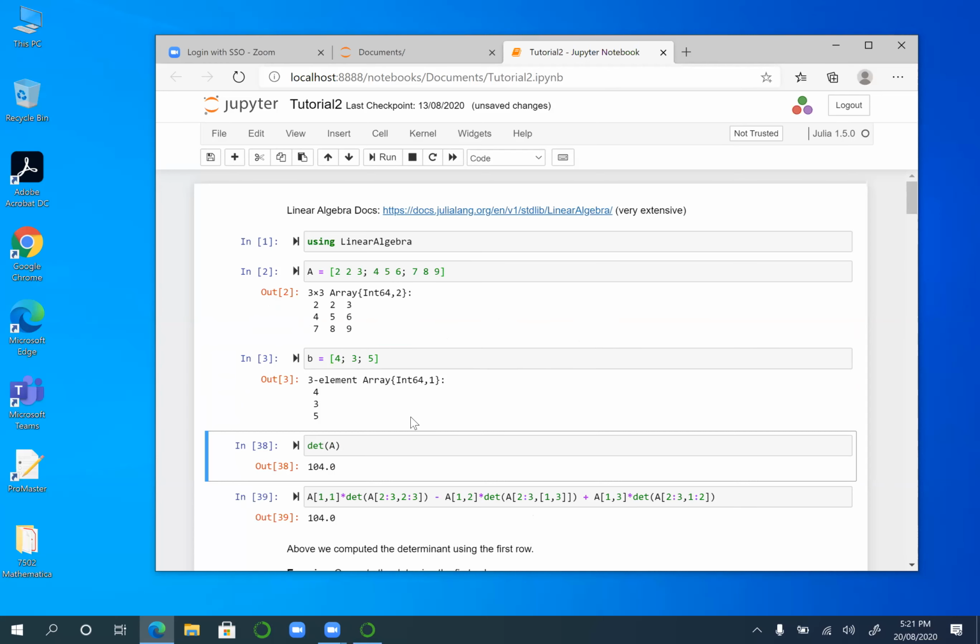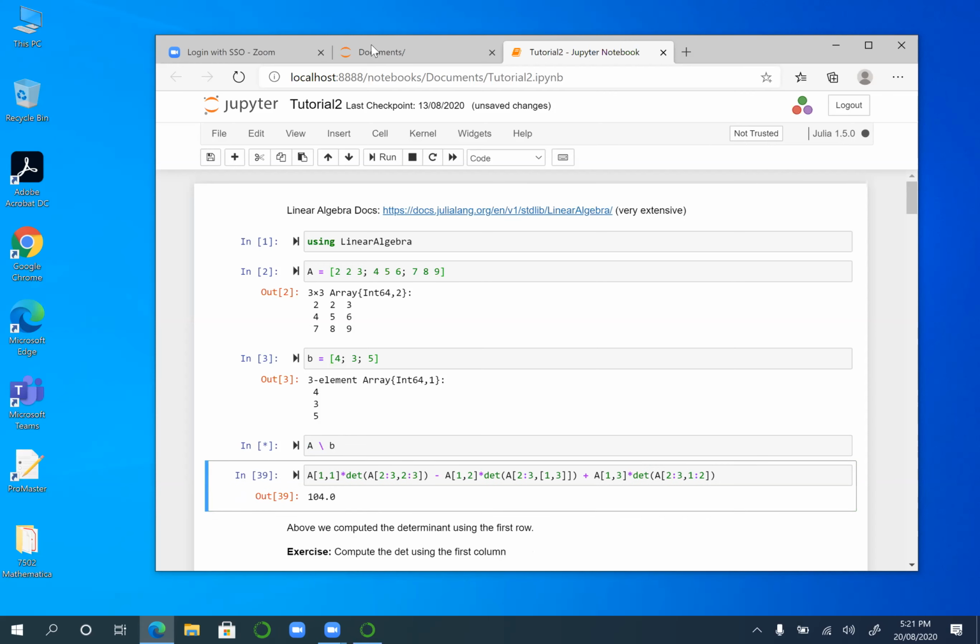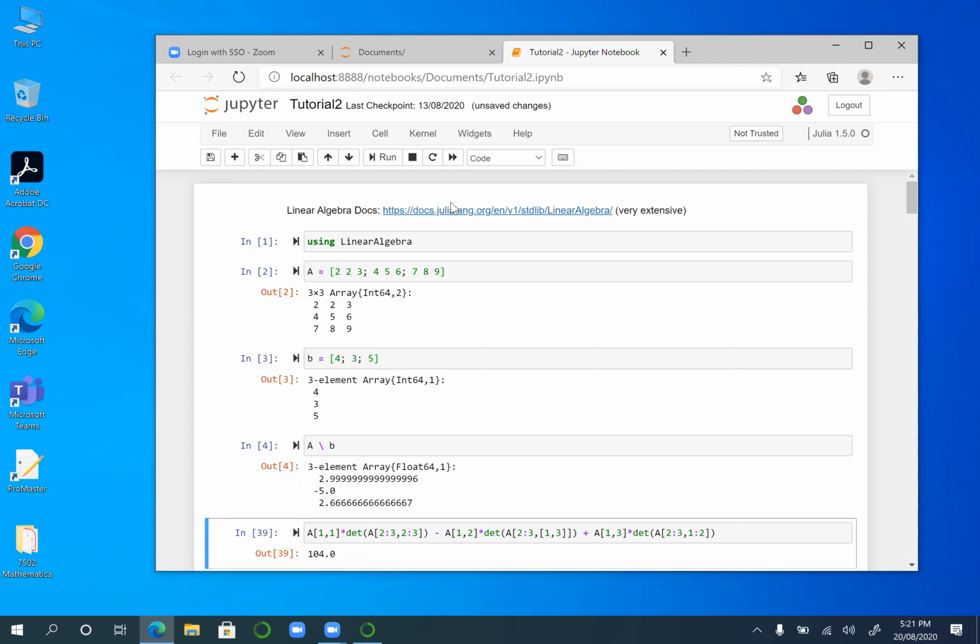Okay, next I need to calculate the solution. So then I write A slash B, Shift Enter, and I wait a little bit. And great, it looks like I have an answer. So let's read that answer as 3, minus 5, and 2.6 recurring. Okay, great. So now I'm going to stop sharing here and I'll go back to the doc cam.